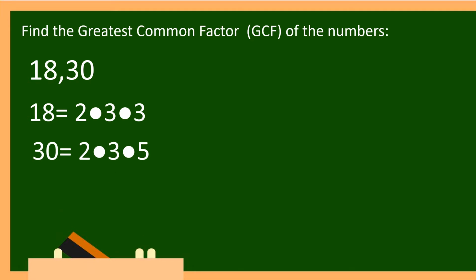What are the factors that both numbers have? Very good! That is 2 times 3. Therefore, for you to get the GCF, you need to multiply 2 times 3. So that our GCF is 6.